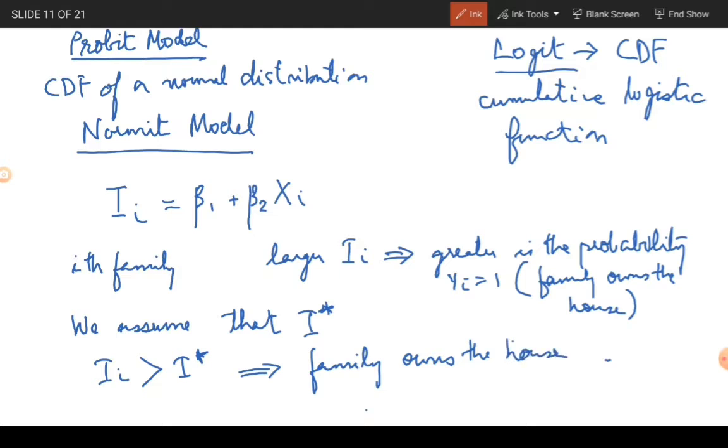In more general terms, we are saying that if the utility index exceeds the critical utility index, that would mean that the dependent variable has the value 1. Now remember, Ii is not directly observable, so the threshold I star will also not be observable. But we are assuming that this variable, utility index Ii, follows a normal distribution, and both I star and Ii have the same mean and variance. It is this assumption that helps us to estimate the parameters beta 1 and beta 2 of the index.